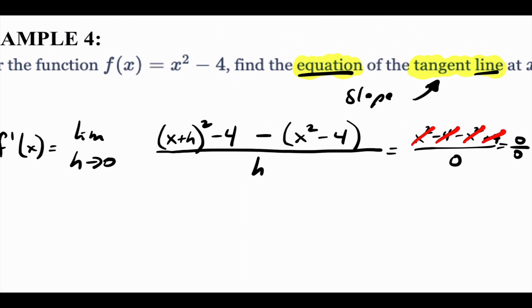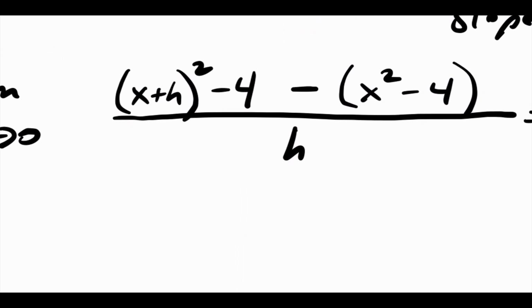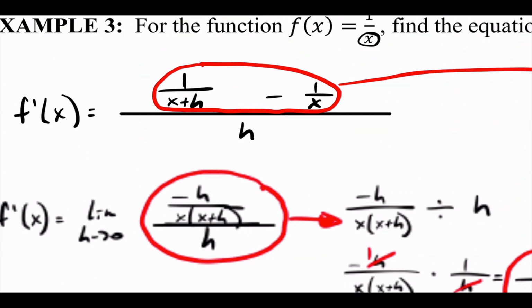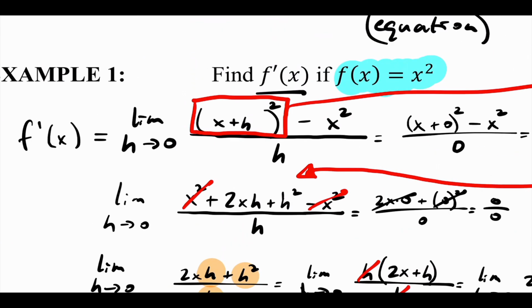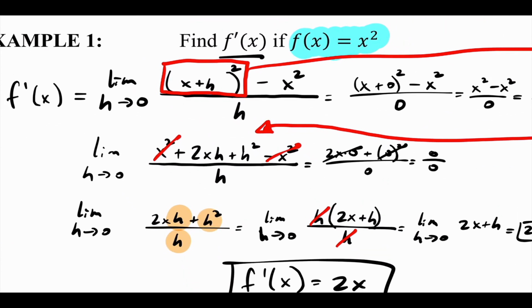And we talked about this yesterday. We've talked about it last chapter too. If we have 0 over 0, that means there's work left to be done. Well, this kind of looks like one of the ones we did yesterday, right? It kind of looks like this guy here, x squared.